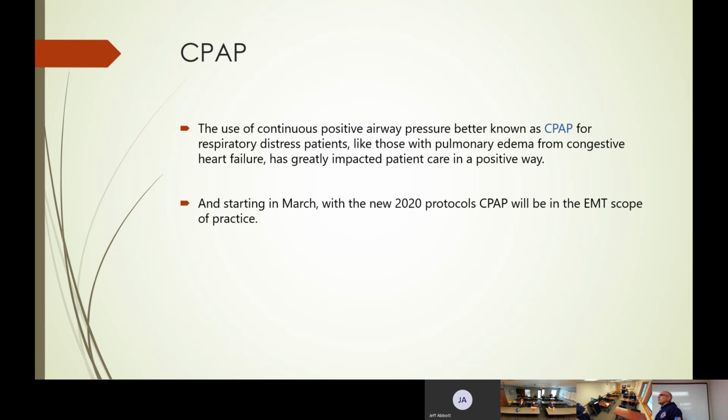Right, and not to insult anyone, but they want to make sure that they don't give us anything where we can hurt somebody, right? So CPAP, pretty low chance of hurting somebody with it. There are, like you said, not many contraindications. The risk to benefit for the patient is extremely high on the positive side.